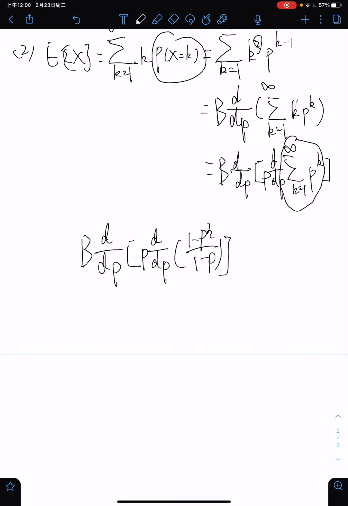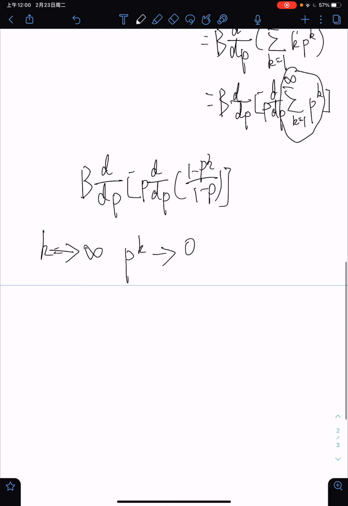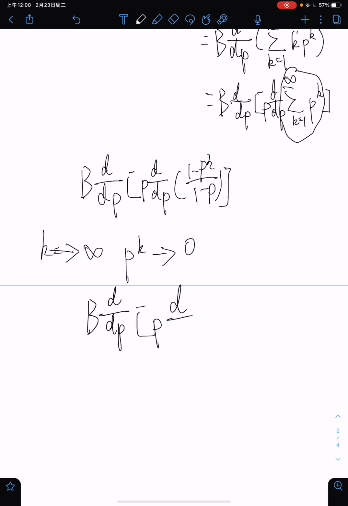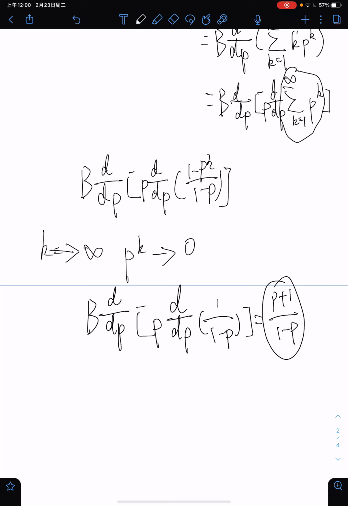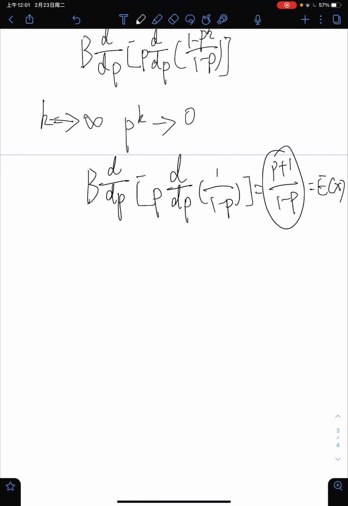okay. And also when k goes to infinity, p to k will go to 0, and it will be, now it's very easy to calculate, so the result will be, okay. This is the expectation. So we solve the second problem.